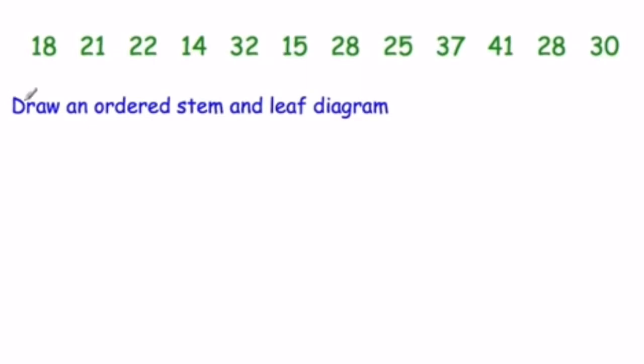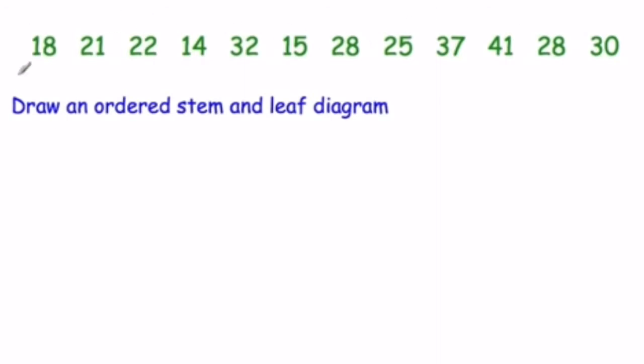So here's our first question. We've been asked to draw an ordered stem and leaf diagram for this information: 18, 21, 22, 14, 32, 15, 28, 25, 37, 41, 28 and 30.